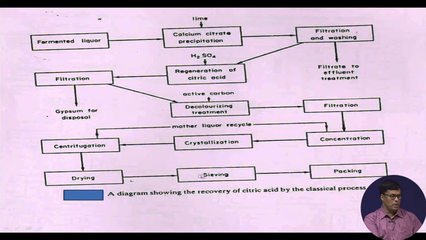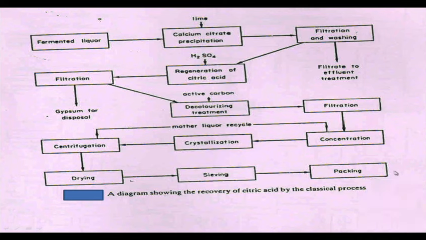Then we use a sieving machine so the different sizes of crystals can be separated out. Obviously the larger crystals have a higher market value compared to the small solid particles. Then we pack it in polythene pouches and sell it in the market. This is the downstream processing of the citric acid industry.